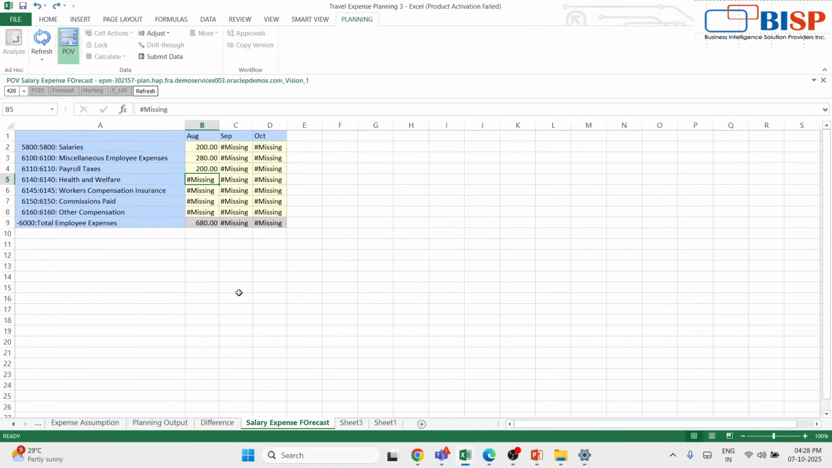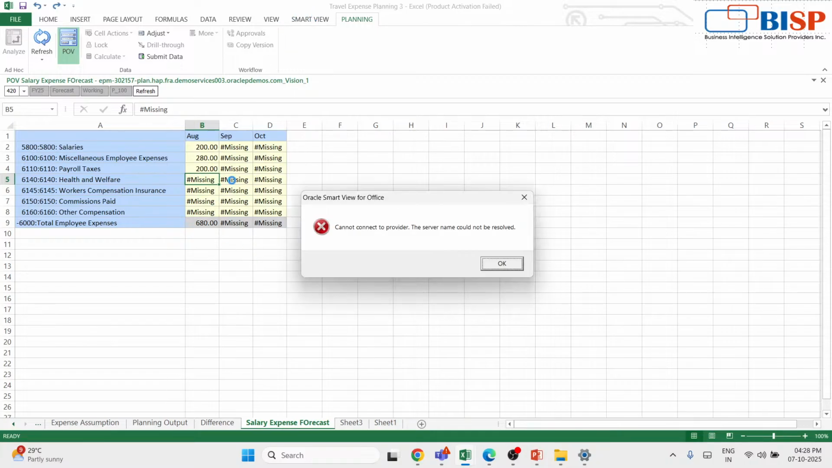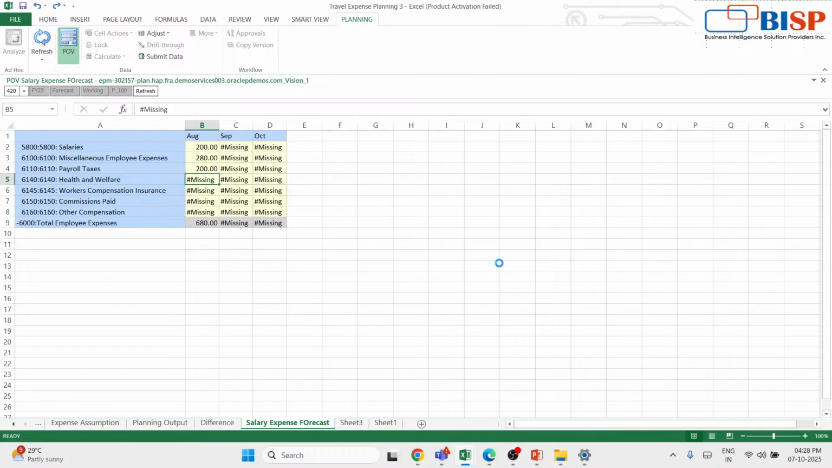This is the salary expense forecast. In this salary expense forecast, you can see the salaries and miscellaneous expense. If we want to implement the business rule, for that we have to add the particular value. Firstly, we have to connect it to the smart view. Now we are facing some issue to connect it, so we will not take this particular sheet for the implementation.